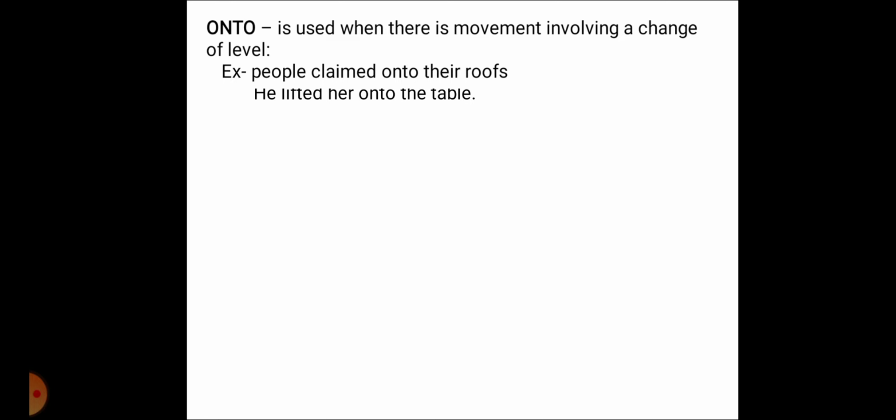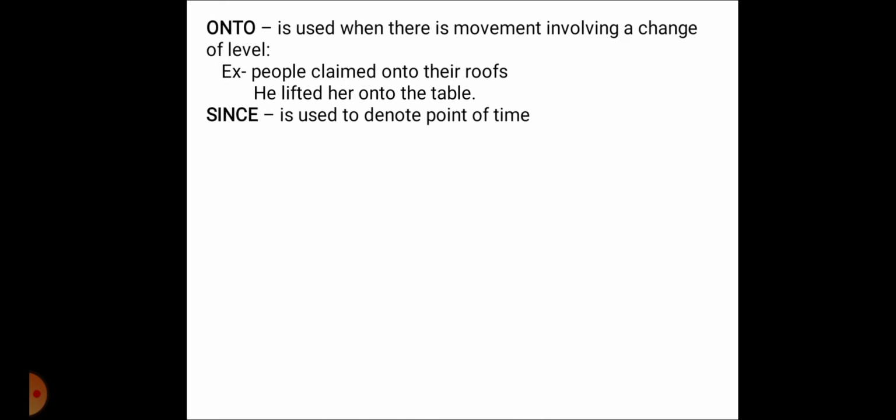Next, onto. Onto is used when there is a movement involving a change of level. For example, people climbed onto their roof. There is a change of the level. For example, Ravi climbed from poor to rich. He lifted her onto the table. So there is a level. When a person is lifted onto the table, before she is at a lower level, then she becomes top.